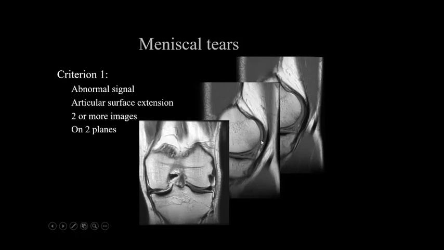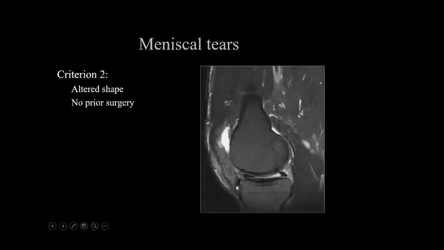So here, for example, we have the sagittal plane, 2 images from the sagittal plane, and we have also the coronal plane demonstrating the same thing, the signal change. So this is criterion number 1 for calling it a meniscal tear. Criterion number 2 is abnormal morphology or abnormal shape of the meniscus in the absence of prior surgery.